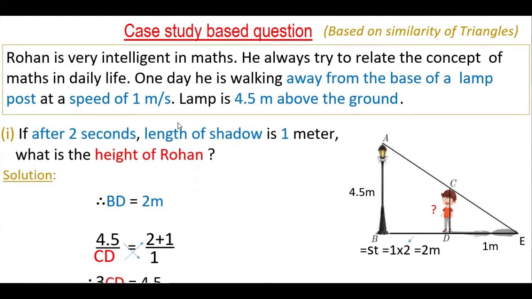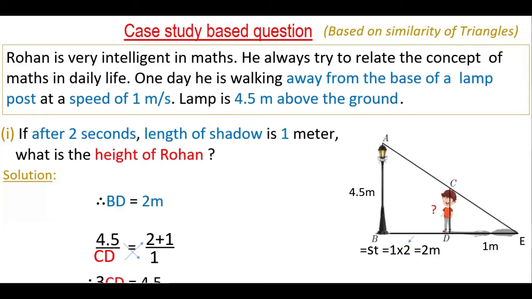Rohan's speed is 1 meter per second. That means in 1 second he can walk 1 meter. In the first question: if after 2 seconds the length of the shadow is 1 meter, what is the height of Rohan? After 2 seconds, he has walked away from the lamp post and reaches this point, that is D. The shadow length is 1 meter. After 2 seconds, you have to calculate the distance BD. Here 1 meter is given and 4.5 meters is given. You have to find the height of Rohan, that is CD.